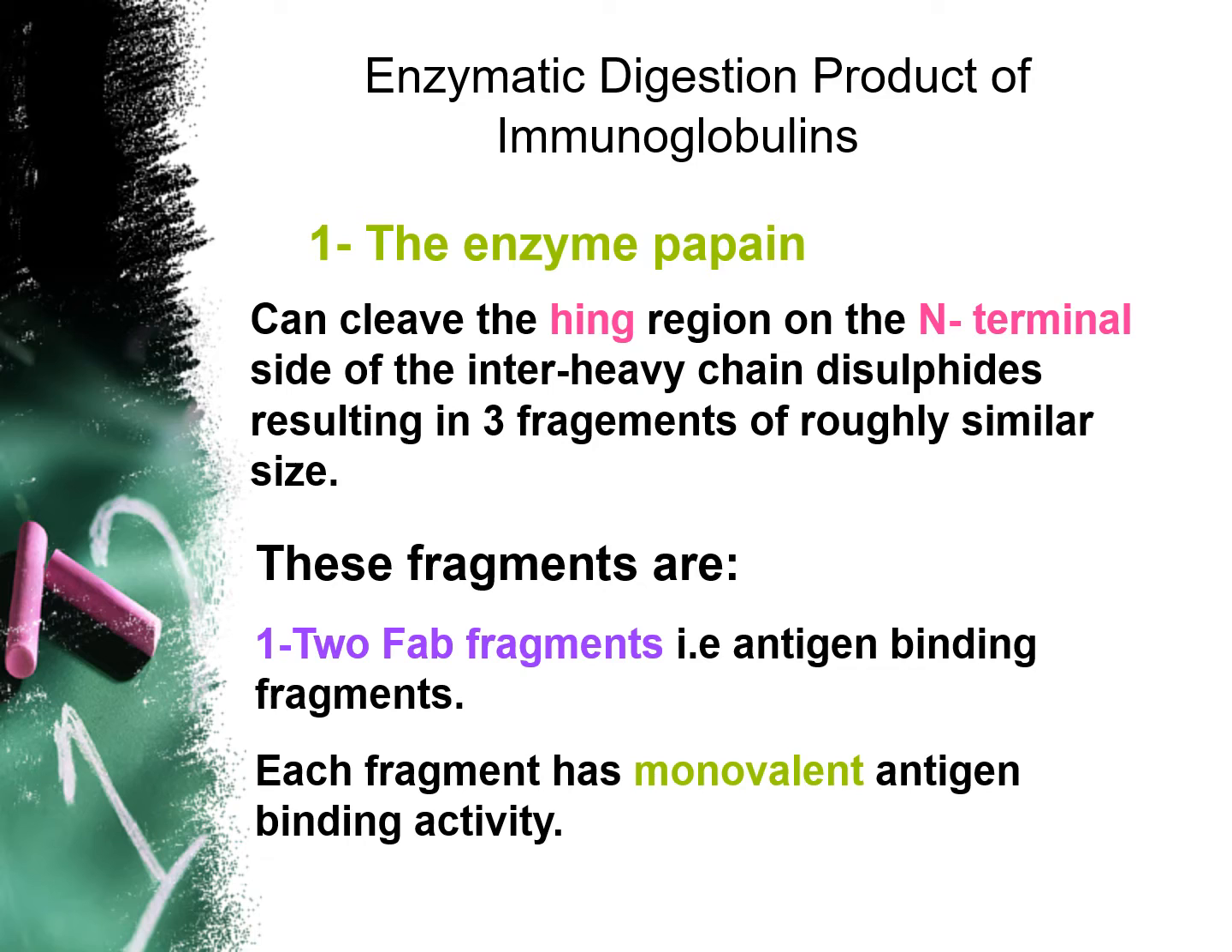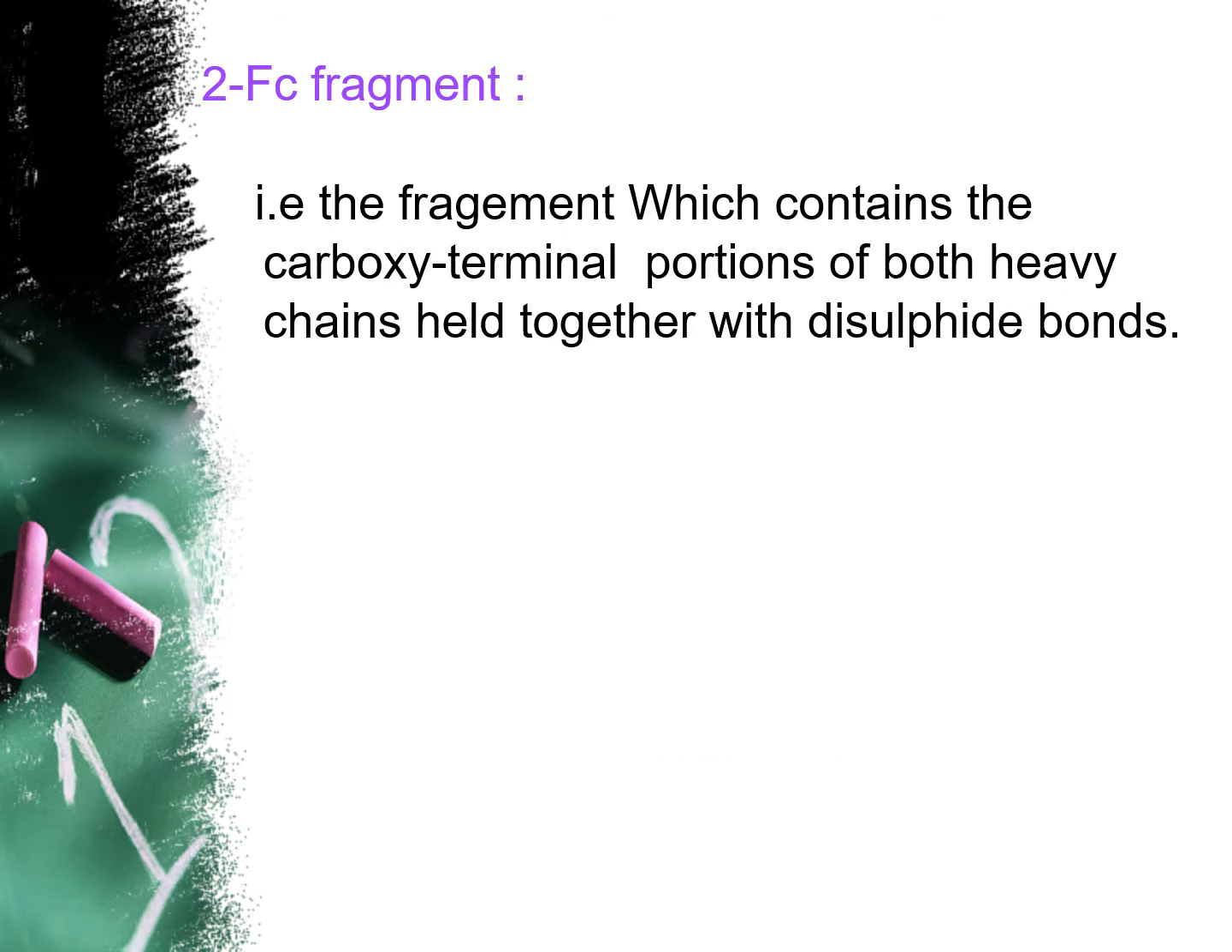Enzymatic digestion products of the immunoglobulin. There are two enzymes that can digest the immunoglobulin protein. The first one, the enzyme papain, can cleave the hinge region on the N-terminal side of the inter-heavy chain disulfides, resulting in three fragments of roughly similar size. These fragments are called two Fab fragments, antigen binding fragments. Each fragment has monovalent antigen binding activity.